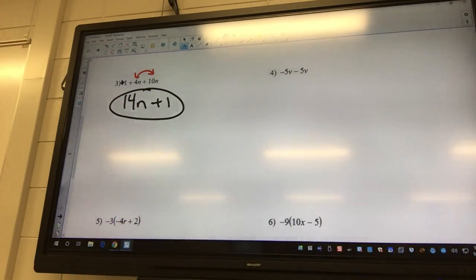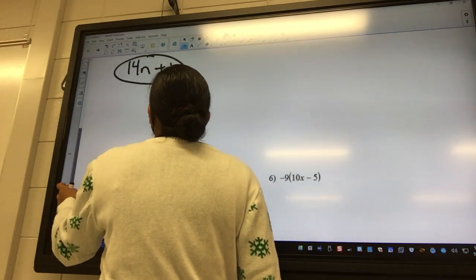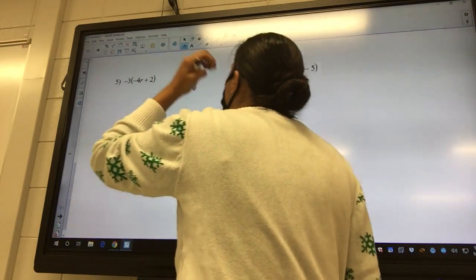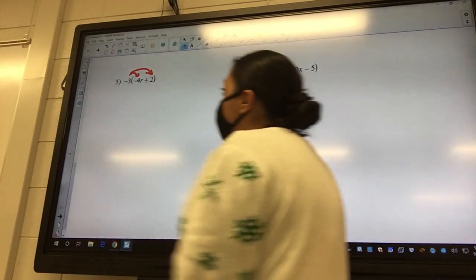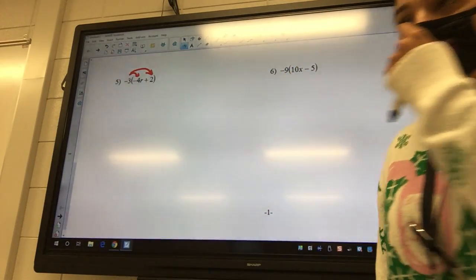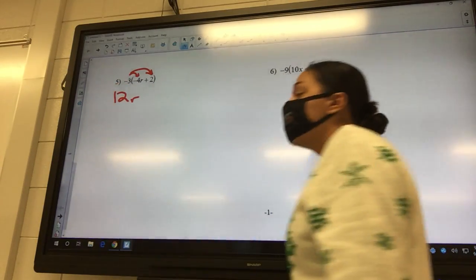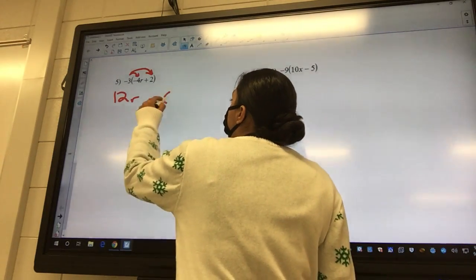You want me to do 5 or 6? 5. What do we do with parentheses? Yeah, we got to distribute. So we're going to say boom, boom. You got negative 3 times negative 4, 12r. And negative 3 times a positive 2, negative 6.